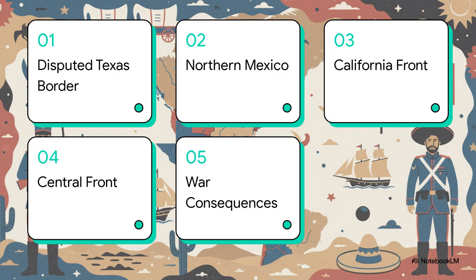Here's how we're going to break it down. We'll start with the spark, that disputed Texas border. Then we'll explore those three distinct theaters of military operations I just mentioned: the Northern Front, the Pacific Coast out in California, and finally, the central thrust straight into the heart of Mexico. We'll wrap the whole thing up by looking at the massive consequences in America's brand new map.